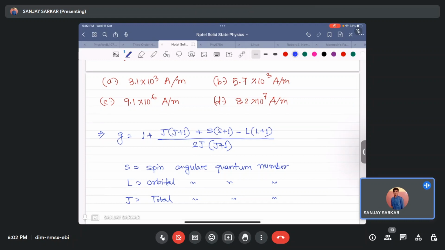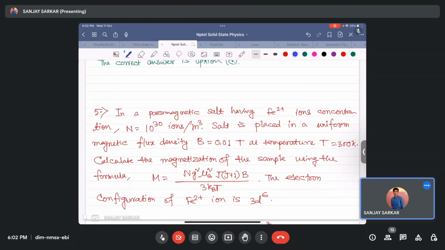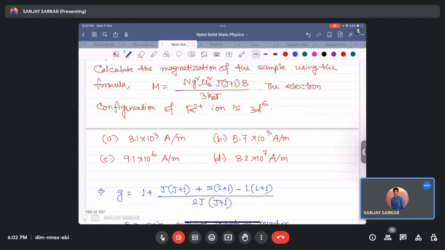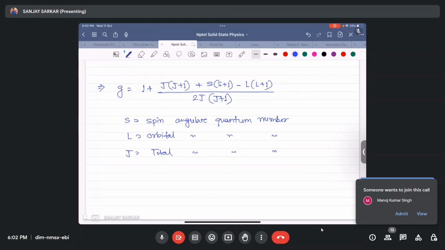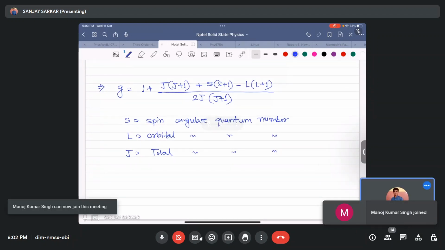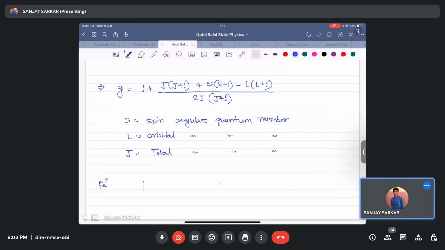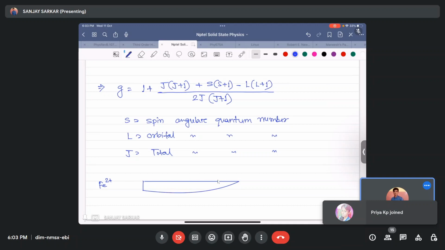Has anyone calculated this? It's not that difficult to calculate given the formula and all. So here, first you need to calculate what G is. So the electronic configuration for Fe2+ is 3d6, right? Sorry, let me draw it again.